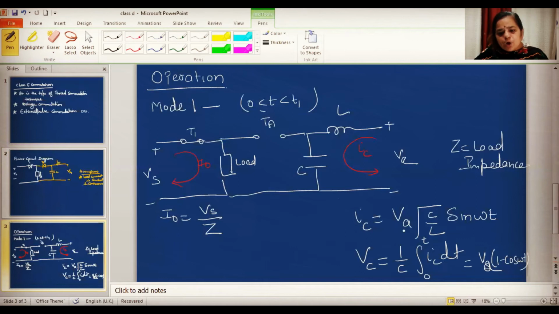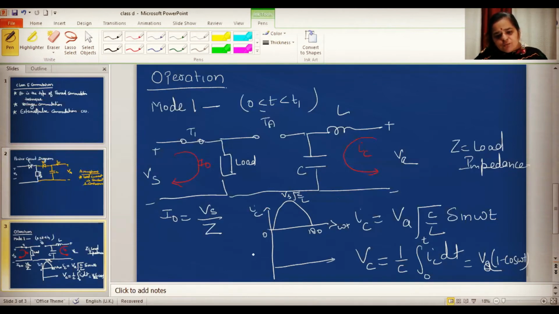Now, if I plot this charging current, you can see the charging current is flowing like this, starting from 0. The peak value will be Vs root C by L, and this is omega t. So at 180 it is again 0. So when this kind of charging current flows, the voltage across the capacitor, you can see here at omega t equal to 0, what is cos 0? Cos 0 is 1. So 1 minus 1 is 0. So that means the capacitor voltage will be 0.